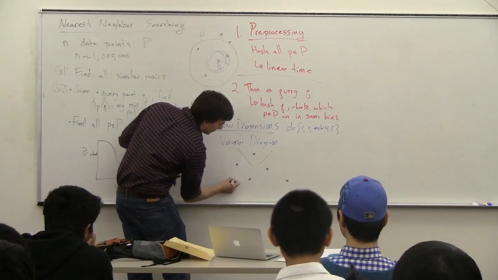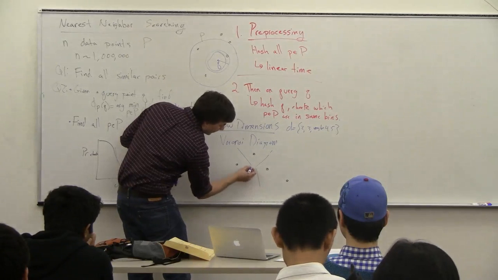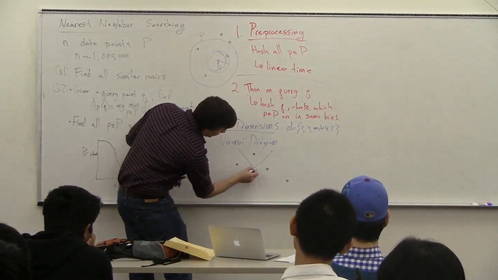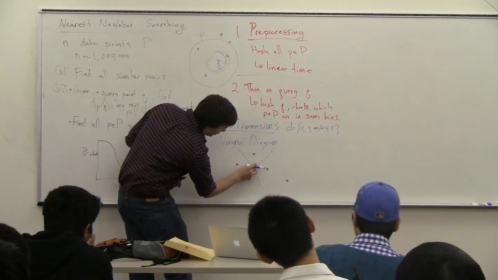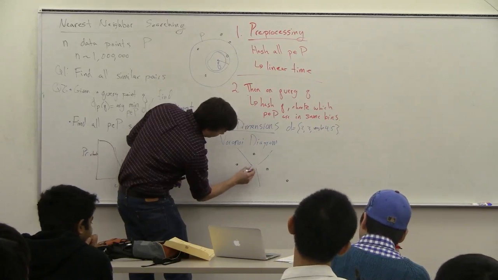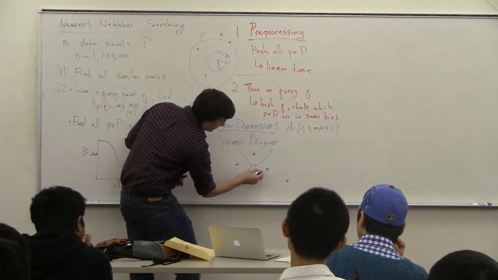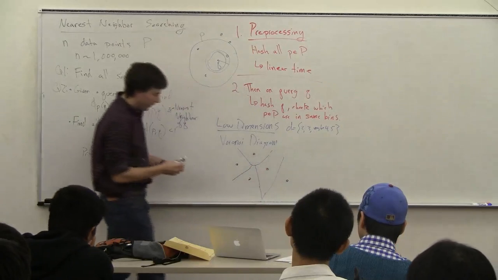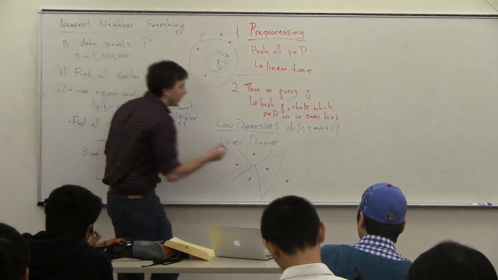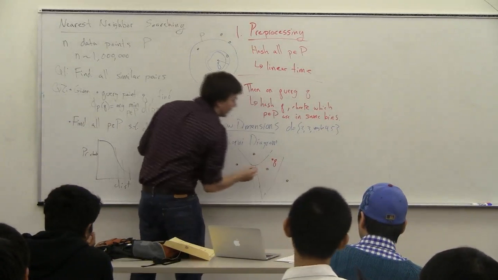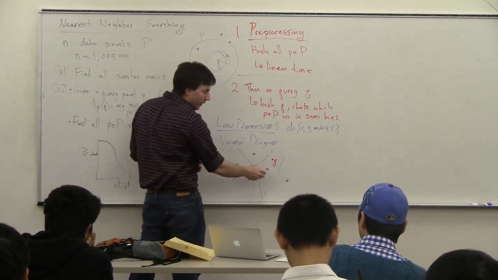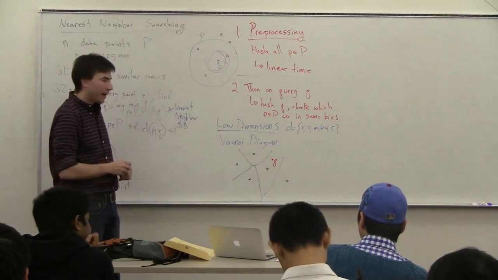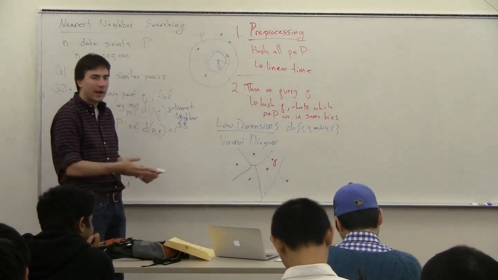So what's happening? We get something like this. And then on a query, if this is my query Q, I know it falls in this region, and so this is the closest point. So you can pre-process this, and you can do this in high dimensions as well.